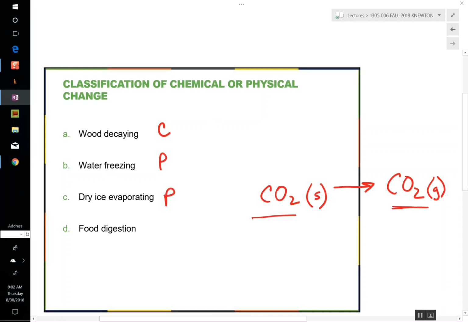Food digestion. Chemical. You are breaking it down. You eat a piece of meat, it's protein, your body digests it into amino acids. It chemically breaks bonds and breaks it down into these amino acids.